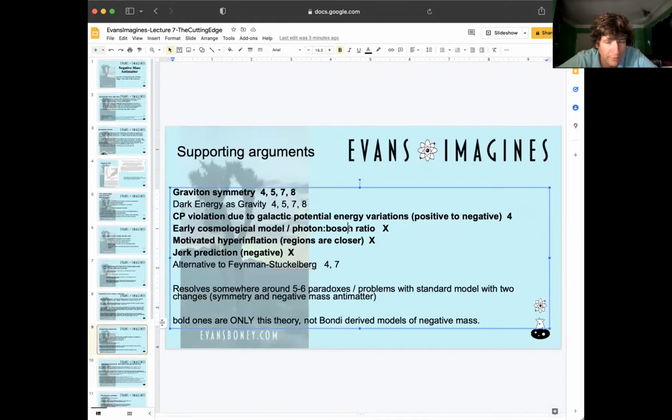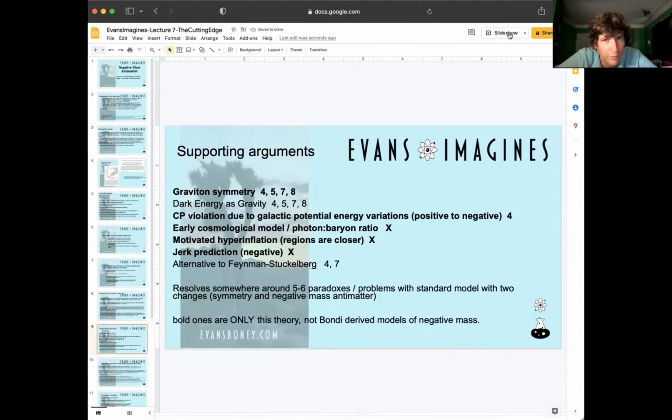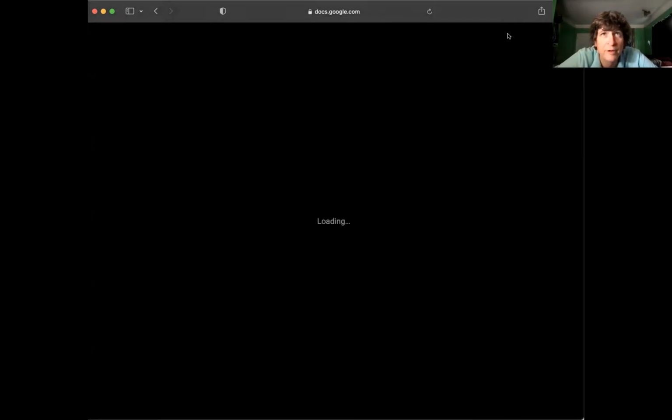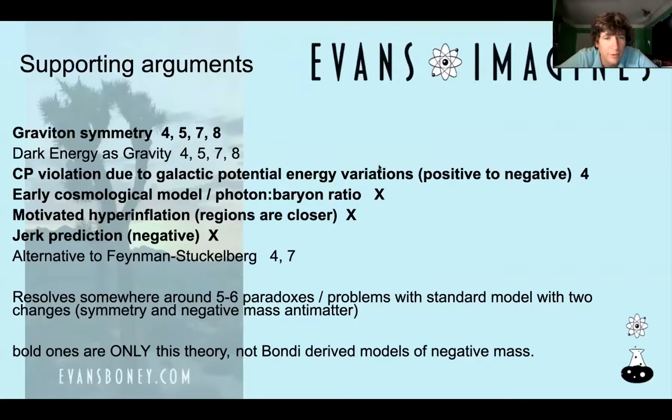Photon baryon ratio. I was thinking, I should probably Google and see, am I saying the right word there? I don't think it's boson. It's not boson. You're thinking of something else fun that you like to deal with.